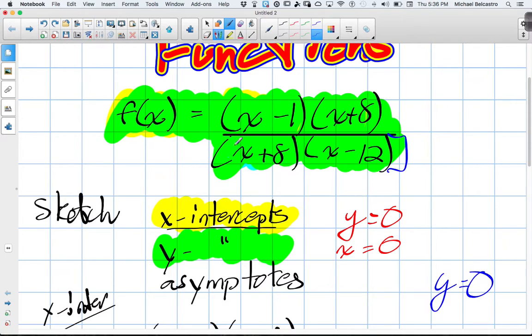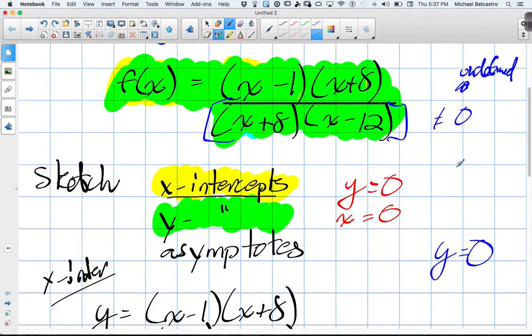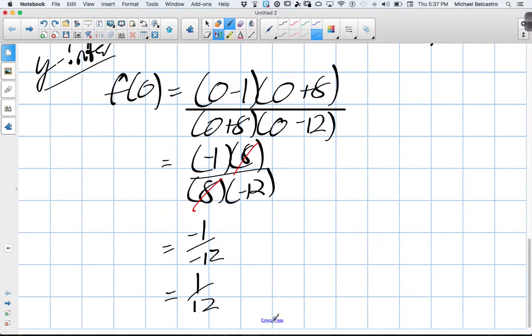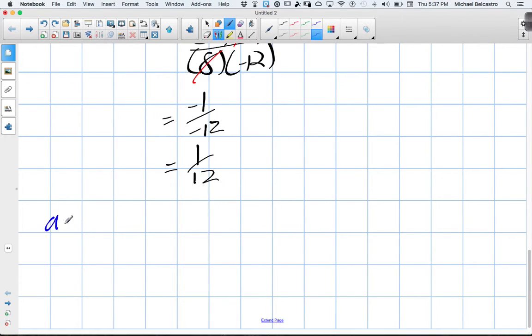We're going to focus on just the bottom part of this, and we're going to set that equal to 0. The reason being is it cannot be set equal to 0, because if it is, it would be undefined. I know it's not great writing. So x plus 8, x minus 12. So let's go down to here. Asymptotes, ASYP, so our asymptotes here.